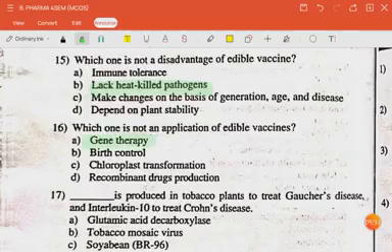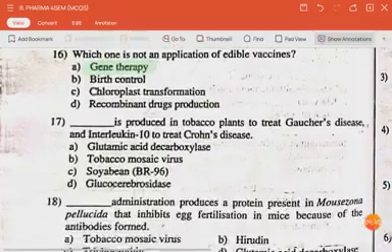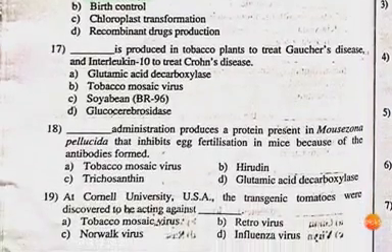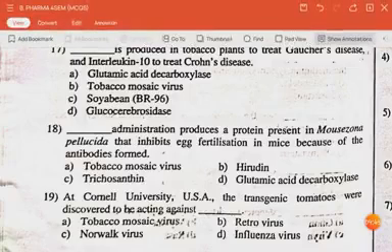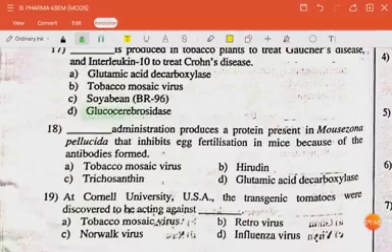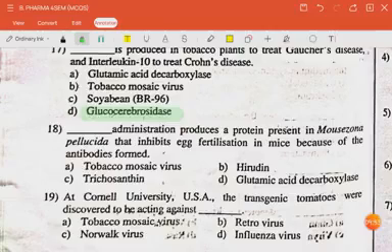The next question is, which one is not an application of edible vaccine? Gene therapy. The next question is, Dash is produced in tobacco plants to treat Gaucher disease and interleukin 10 to treat Crohn's disease. Glucocerebrosidase. The next question is, Dash administration produces a protein present in Mouse zona pellucida that inhibits egg fertilization in mice because of the antibodies formed. Tobacco mosaic virus.